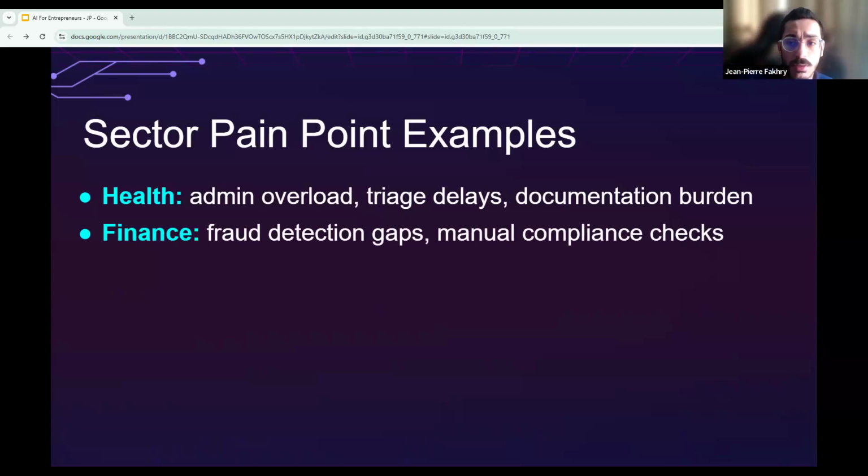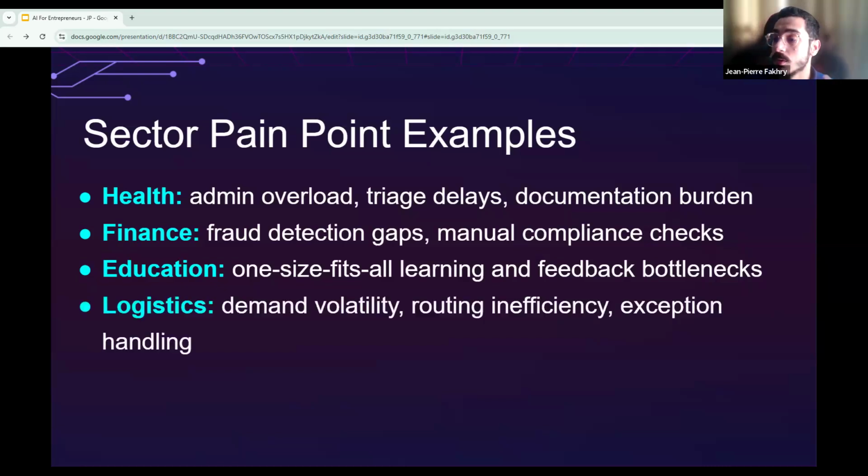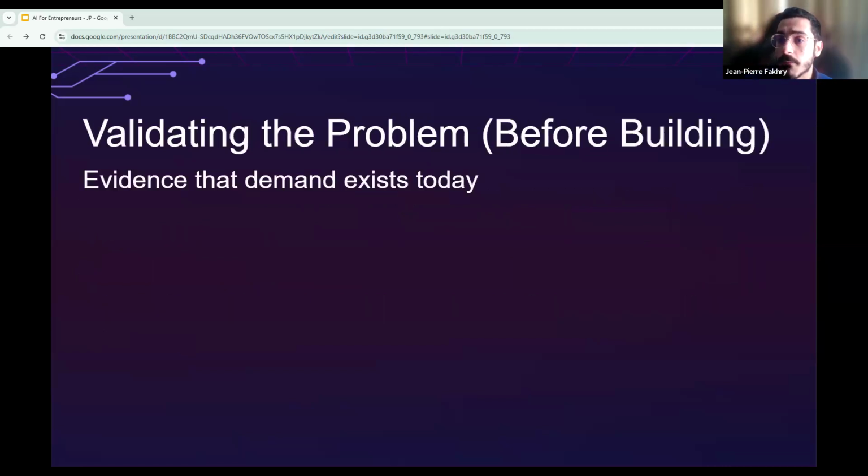In finance, for example, the problem is manual compliance: checking transactions against regulatory rules, flagging suspicious activity, and so on. Banks that still do this manually are paying analysts to do work that AI models can do faster and much more consistently. In education, we already mentioned a couple of examples, and also logistics and many more. These are all sector pain points that should be and can be tackled, for example learning and feedback bottlenecks, demand volatility, and so on. Keep in mind that there are many more sectors with this, but we started with the biggest four sectors that can be AI'd.